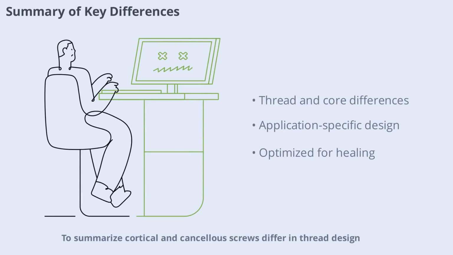To summarize: cortical and cancellous screws differ in thread design, core diameter, and clinical application. Cortical screws are best for dense bone and rigid fixation, while cancellous screws excel in spongy bone and non-load-bearing scenarios. Understanding these differences helps surgeons choose the right hardware for each patient, ensuring the best possible outcomes.